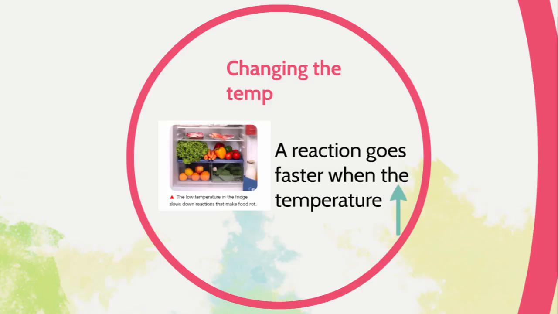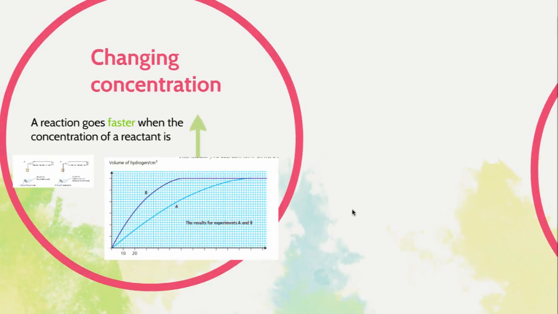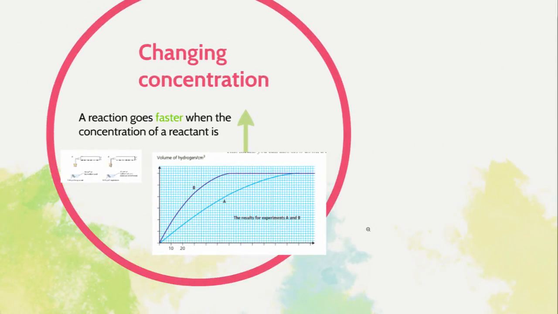It won't change the amount of product being produced, but it will change the rate. Same as changing the concentration. You will not change the amount of product being produced. I will not get more hydrogen if I only have more hydrochloric acid, right? But I'm changing the rate. I'm changing how fast it goes.